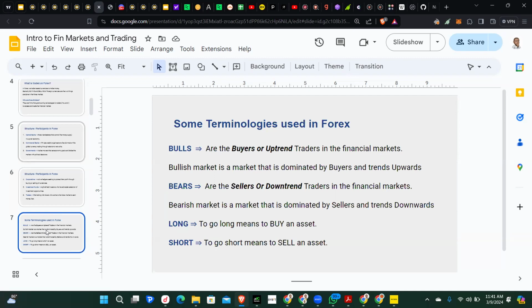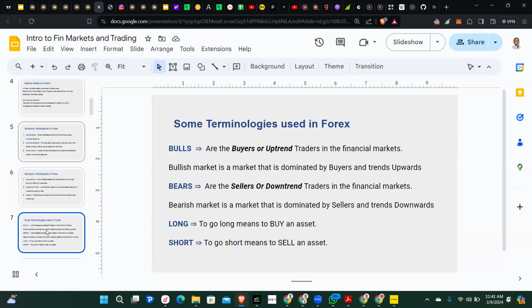Then we have the bears. The bears are the sellers or the downtrend traders in the financial market. So a bearish market is a market that is dominated by sellers and trends downwards.